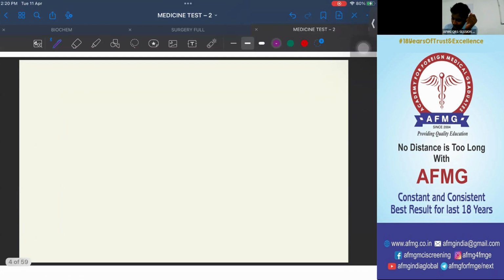Nephrotic syndrome and nephritic syndrome, right? The basic difference between both of these is what? Both of these are types of glomerulonephritis. Glomerulonephritis is nothing but infection or the disease of the glomerulus of the kidney. Okay, it can be of two types. Either it can be a nephrotic syndrome or it can be a nephritic syndrome.